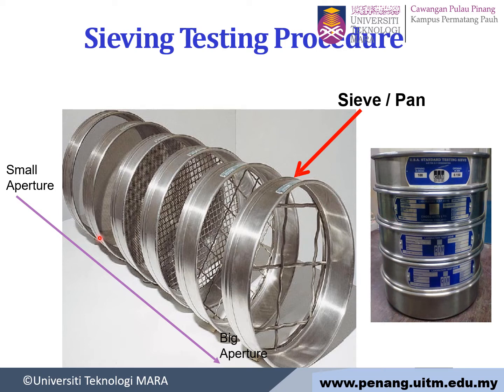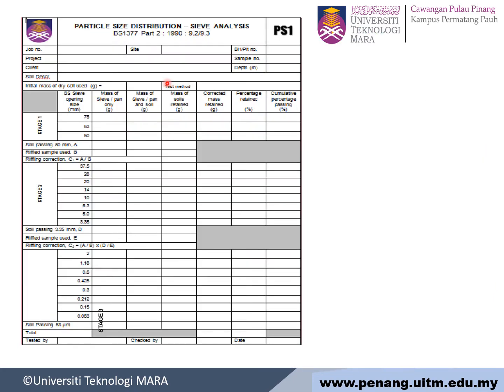If you see here, the apertures go from small to big. This one the size is bigger and this one is smaller. Then you have to take the weight of the mass retained at the top here, and here, and here, and then you do the analysis. This test is actually simple. You just follow the BS standard procedure. Particle size distribution, sieve analysis.